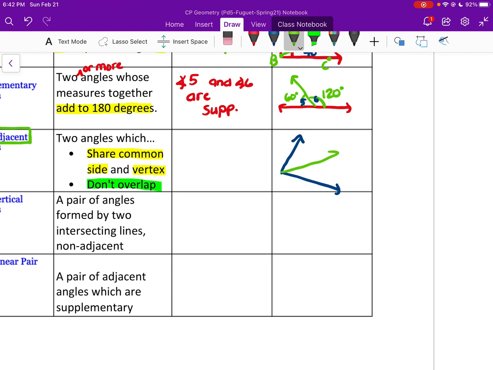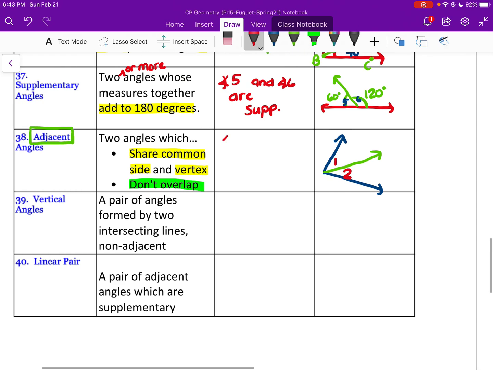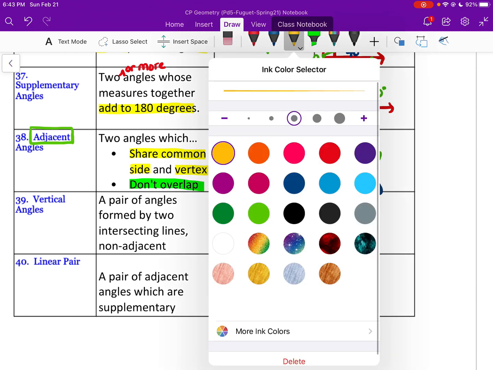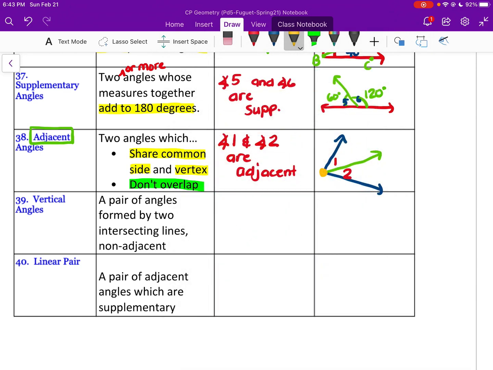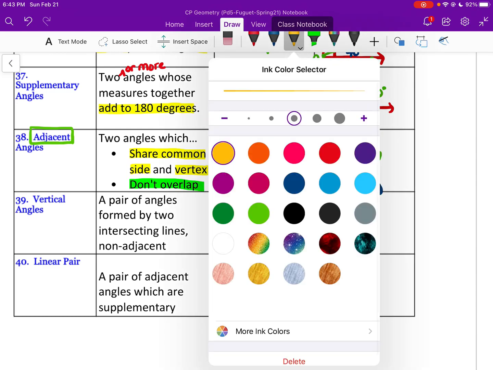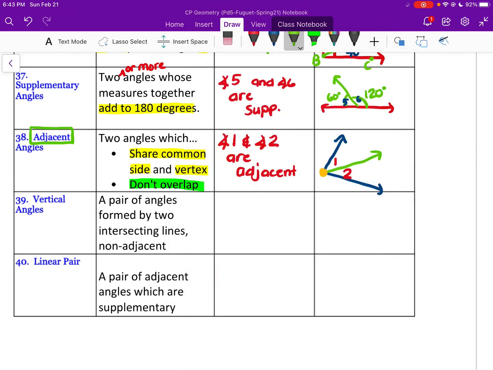Okay, I'm going to break this into two parts, and I'm going to call it angle 1 and angle 2. So angle 1 and angle 2 are adjacent, right? They share the same vertex, which I'll do in yellow at this point. They have the same side that's in green, right? They both share that side, and they don't overlap, right?